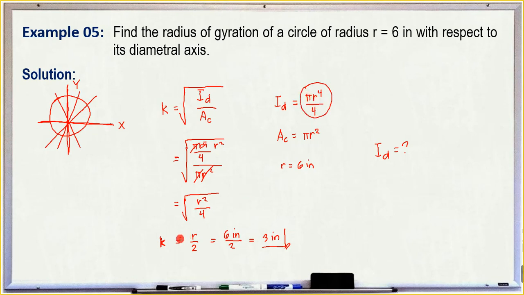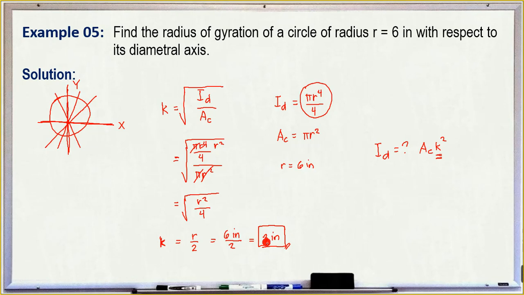As long as you know the radius of gyration, because I_D is just equal to the area of the circle times the square of its radius of gyration. As long as you know the radius of gyration formula, then you can directly solve for the moment of inertia. So our final answer, again, for this problem is 3 inches.